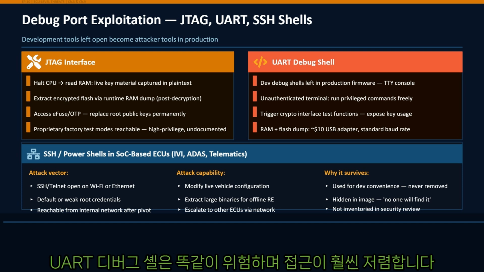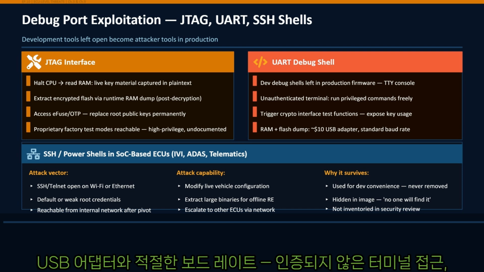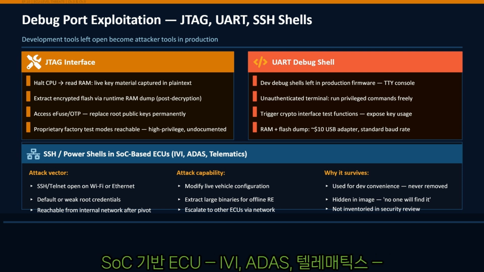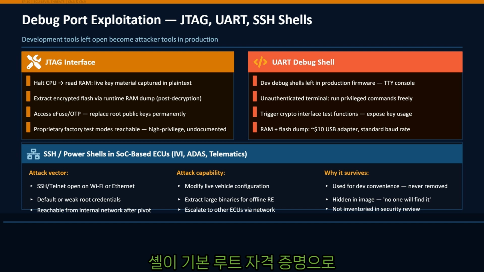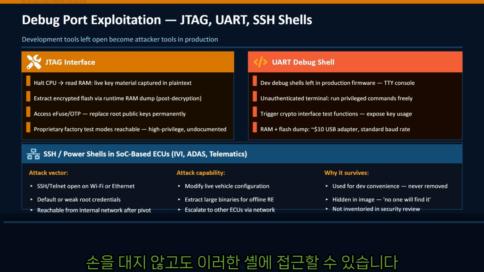UART debug shells are equally dangerous and even cheaper to access. A development serial console left in the production firmware, a $10 USB adapter and the right baud rate: unauthenticated terminal access, full memory dump capability, privileged commands with no password. On SoC-based ECUs, IVI, ADAS, and telematics, SSH and Telnet shells, installed for engineering convenience, are frequently left in production firmware with default root credentials. An attacker who pivots onto the vehicle's internal network from any external interface may find these shells reachable without ever touching the physical hardware.